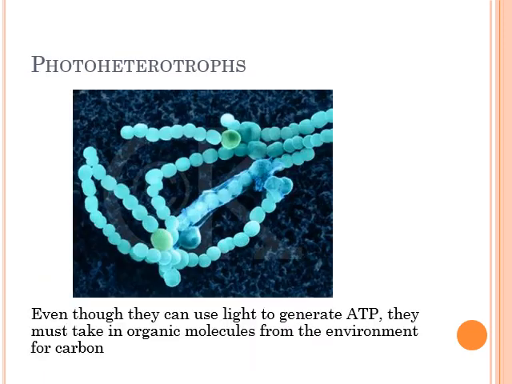First group, photoheterotrophs. The photoheterotrophs can use light to produce ATP. They absolutely can. But they have to take in organic molecules in order to build other organic molecules. So instead of taking light and fixing inorganic molecules, they're taking light and using the organic molecules to make more organic molecules. If it's green, it's probably taking in light.